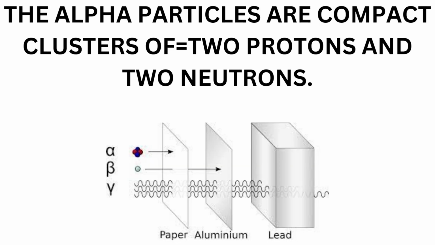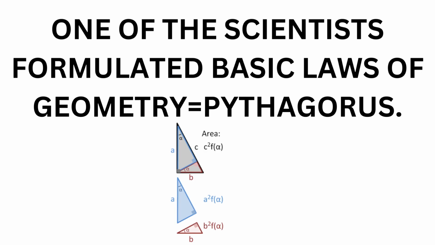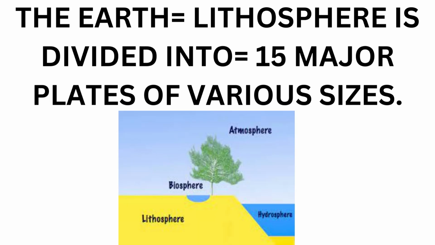And alpha particles are compact clusters of two protons and two neutrons. And one of the scientists formulated the basic laws of geometry. So Pythagoras was the first mathematical scientist who formulated the basic laws of geometry. And mathematics is called the mother of all sciences. And the Earth's lithosphere is divided into 15 major plates of various sizes.